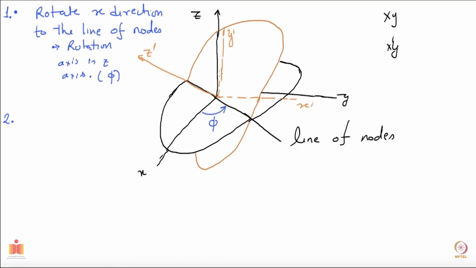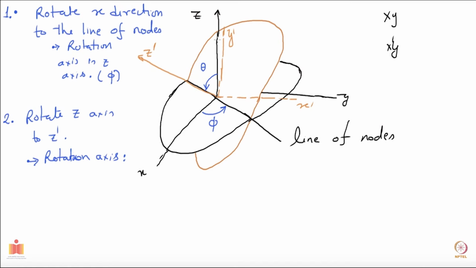You bring it here, and let's say the angle is theta. I need to rotate it into z prime by theta. So the second step is to rotate the z axis to z prime. Now, about which axis has this rotation happened? Can you quickly see? See, it has gone from here to there.